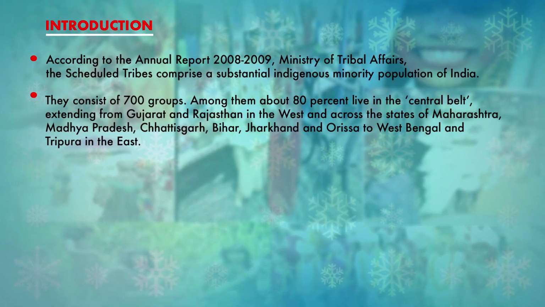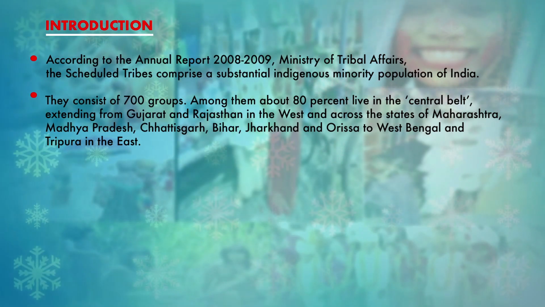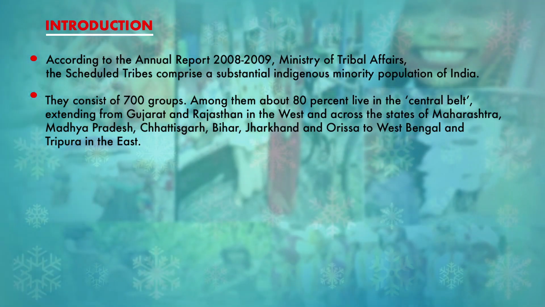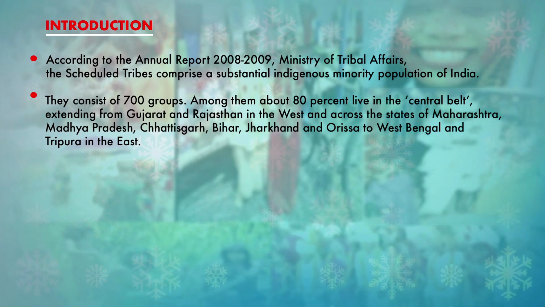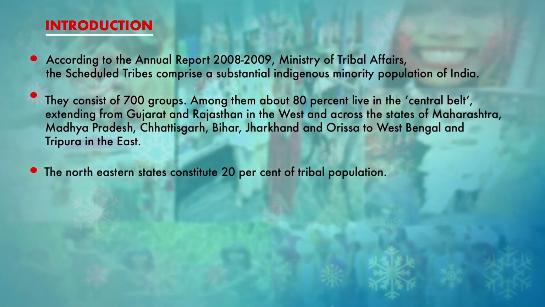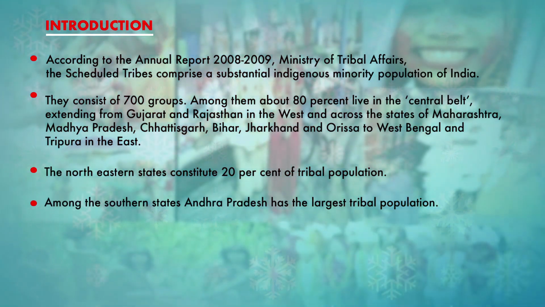Among them, about 80% live in the central belt extending from Gujarat and Rajasthan in the west and across the states of Maharashtra, Madhya Pradesh, Chhattisgarh, Bihar, Jharkhand and Orissa to West Bengal and Tripura in the east. The northeastern states constitute 20% of the tribal population. Among the southern states, Andhra Pradesh has the largest tribal population.